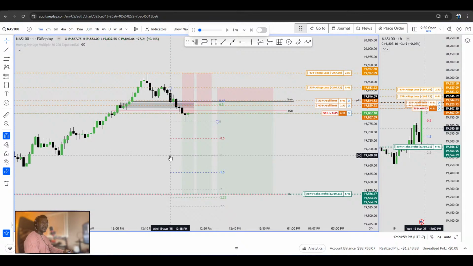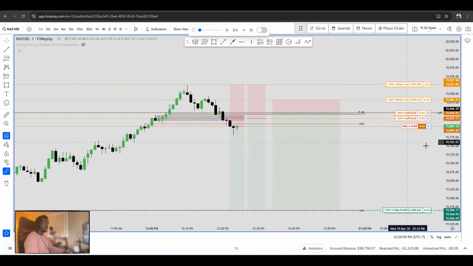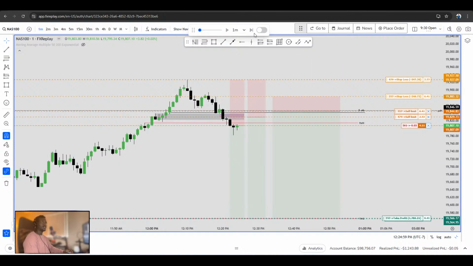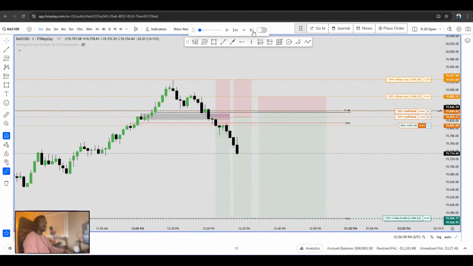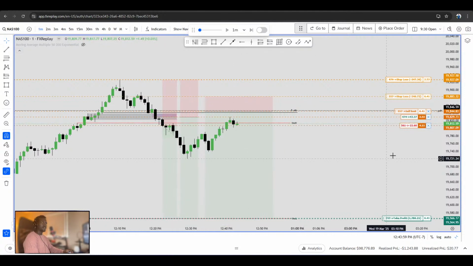Let me get rid of those emails. I feel like the chart is so dirty. Okay, let's go. Boom, boom, boom. So none of those, okay, the 0.62 has been engaged.